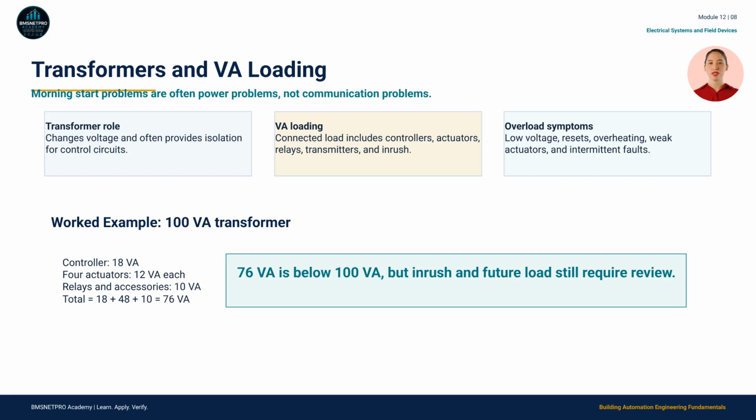The transformer example is simple, but the field lesson is important. A 100 VA transformer with 76 VA connected load may appear acceptable. But actuator inrush, simultaneous movement, future additions, and voltage drop can still create problems. If several controllers reset during morning start, do not assume the network failed. Check transformer sizing, voltage under load, load distribution, and actuator behavior. A software change cannot fix an overloaded control power circuit.